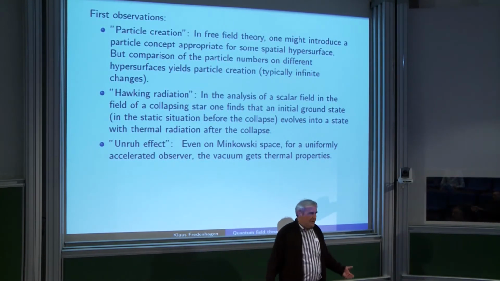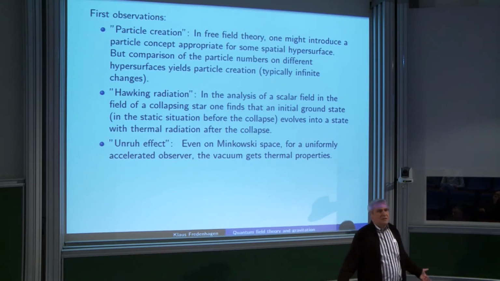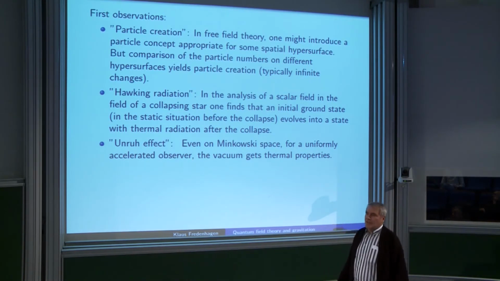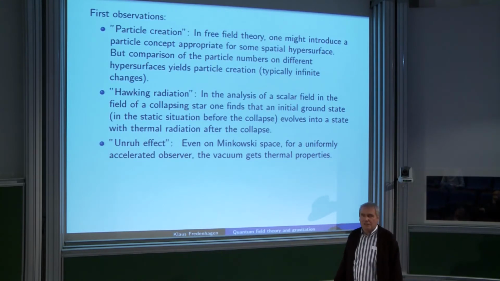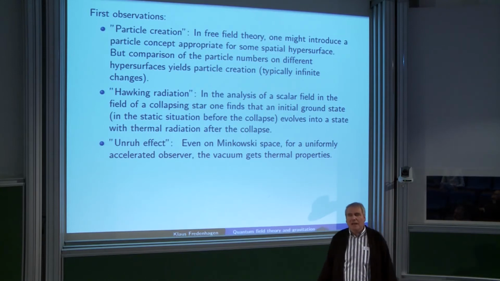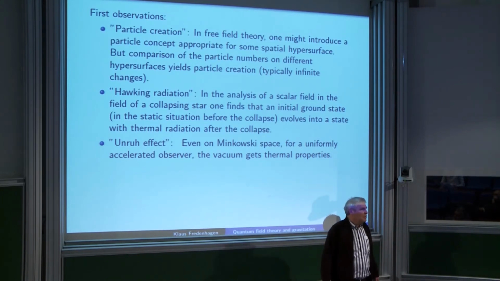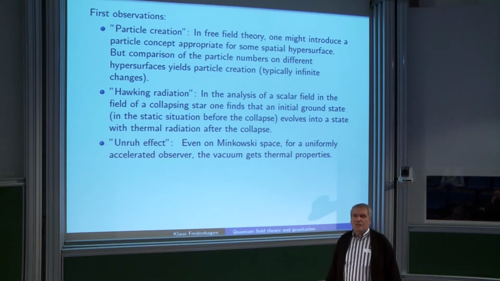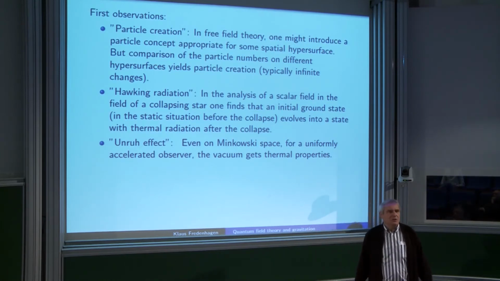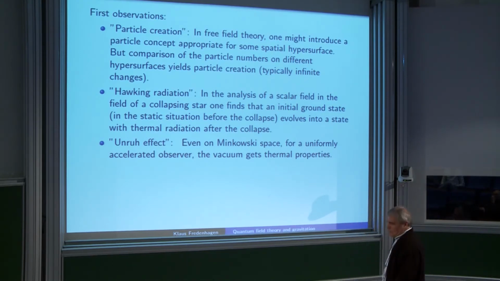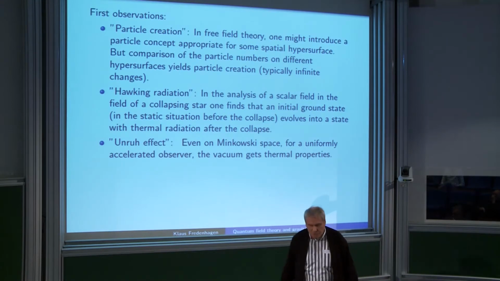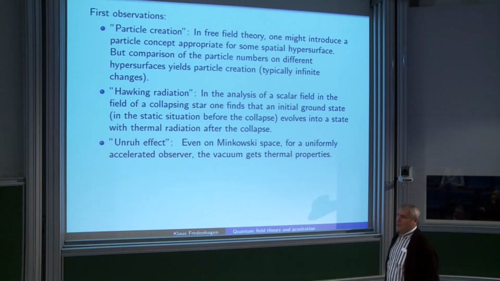Actually, these theoretical obstacles are then seen in some effects. What was first observed was the phenomenon of particle creation. In free theories, you might find a definition of what you call a particle, but then you see that this depends on the choice of a Cauchy surface. When you change your Cauchy surface, you get different particle numbers. So you have particle creation from Cauchy surface to Cauchy surface, and actually even infinite amounts of particle creation. This shows that the particle concept is not meaningful.